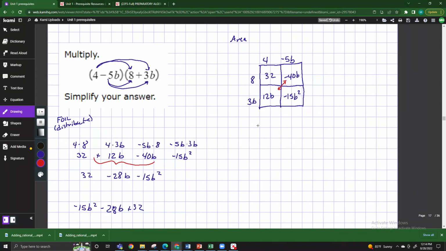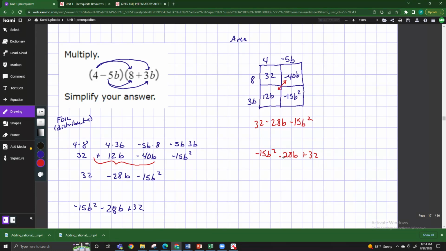Okay, so we could write it as 32 minus 28b minus 15b squared, or we can make sure that we're putting the biggest exponent first. So we have negative 15b squared minus 28b when I combine those like terms, plus 32. So same answer both ways, whether you use the arrows or the box, your choice, but both ways work.